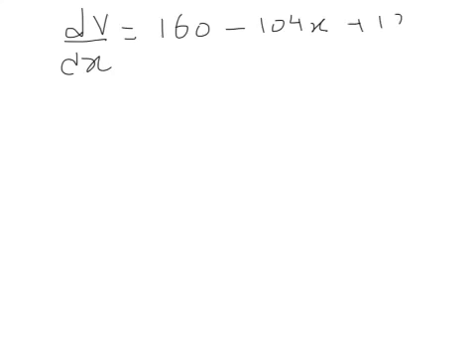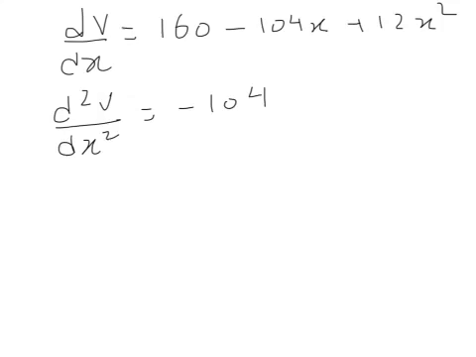So having the first derivative, dV/dx equals, back on the previous page, 160 minus 104x plus 12x squared. Then you find the second derivative, which gives us, of course, the derivative of a constant is 0, so you end up with minus 104, that's the derivative of 104x, plus 24x. So we'll have a look, substituting x equal to 2, what happens to the second derivative.